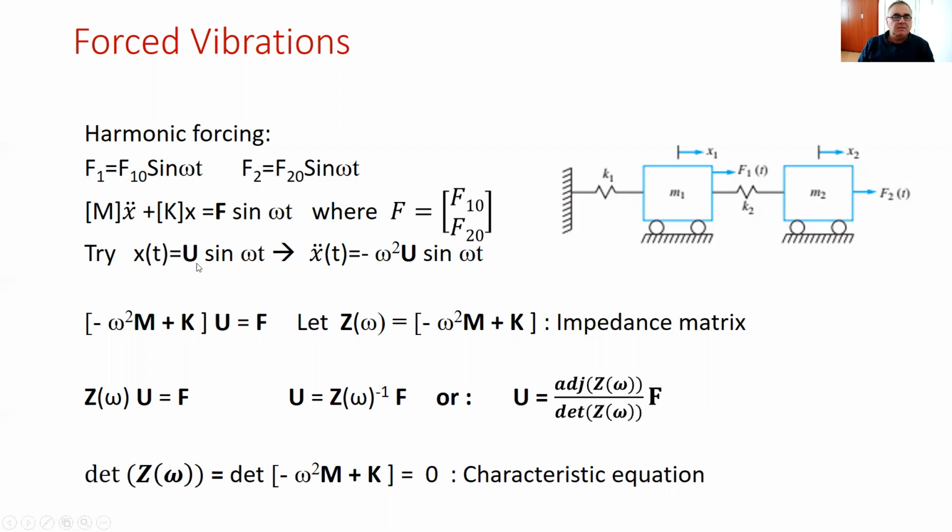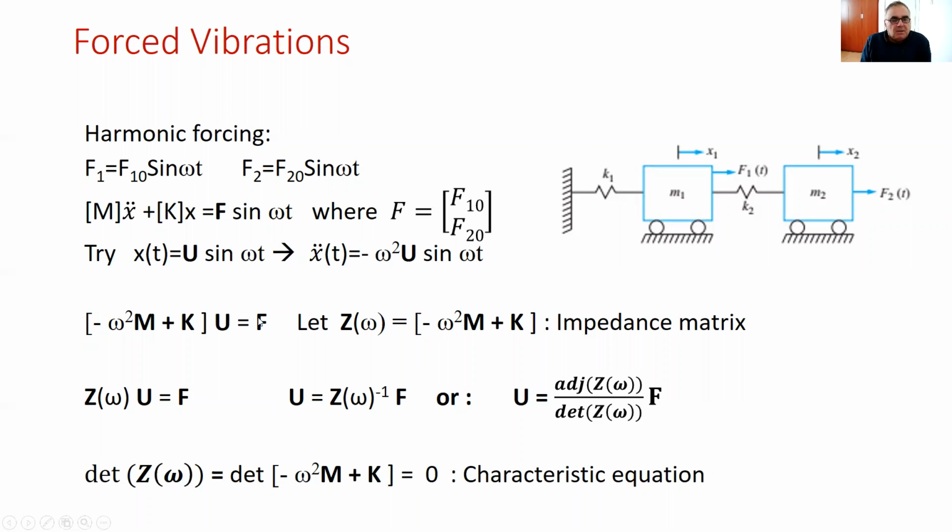Again, we try a harmonic solution. U is x1 and x2. So x double dot will be minus omega squared multiplied by x itself. So you substitute that into your equation and you get the following equation. Now, if you remember, in the unforced case, the right-hand side was 0. Here you have an F.